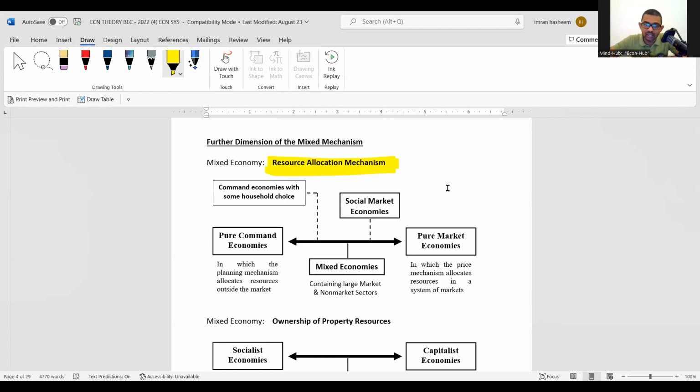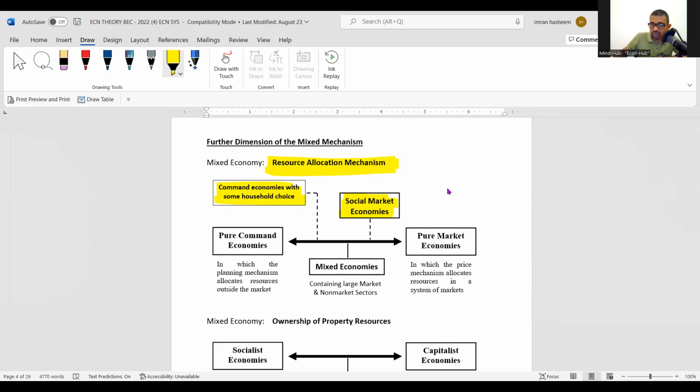I explained that earlier. Now, social market economy falls more towards the market side, not the command side, but it is a mixed economy. Then we have command economies with some household choice. I would say countries like China and Russia, and a few other more socialist-based countries, fall under this category: command economies with some household choice.